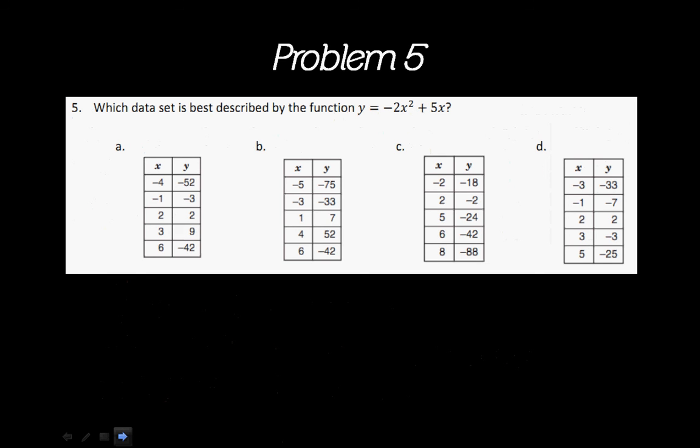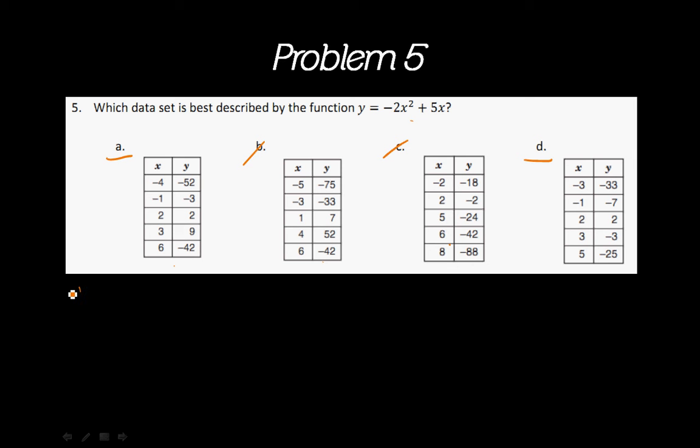And number 5 is really tricky, I think, because a lot of these tables have 3, or all of them actually have 3 points that work in that equation and only 2 that are wrong, except for the right answer. And so if you only do a couple of points, you're going to get the wrong answer because you'll pick 2 that actually work. So let's do A and D just for the sake of illustration.